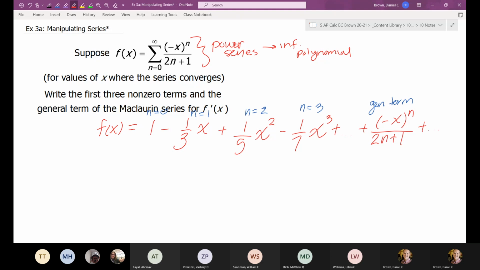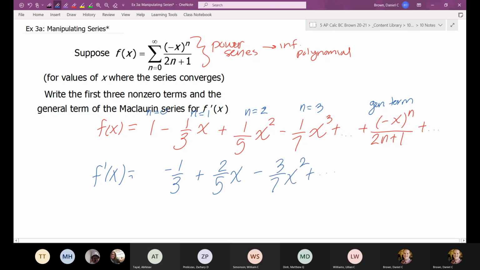Why are they easy to deal with? It's going to be pretty easy now to take this derivative. Let's go ahead and take the derivative. Let's do the easy part first. The derivative of 1 is going to go to what? 0. I'm not going to write it down. The derivative of the next term is going to be what? Negative 1/3. The derivative of the next term is going to be what? 2/5 of x. The derivative of the next term is going to be minus 3/7 of x squared.